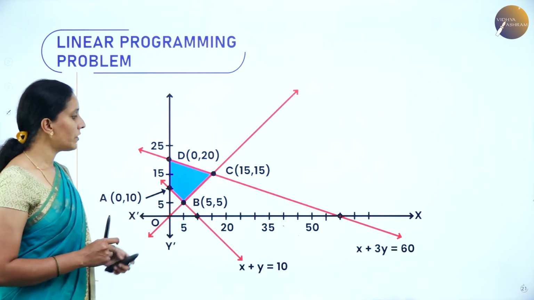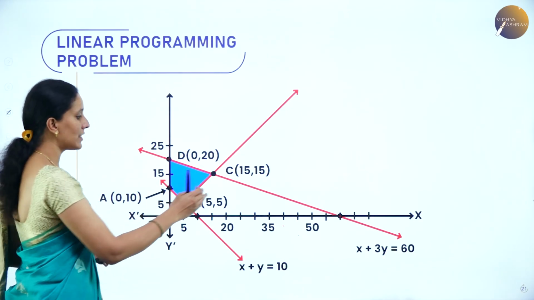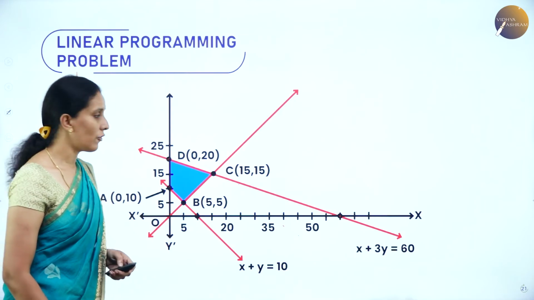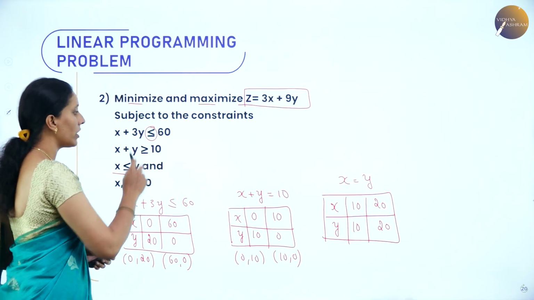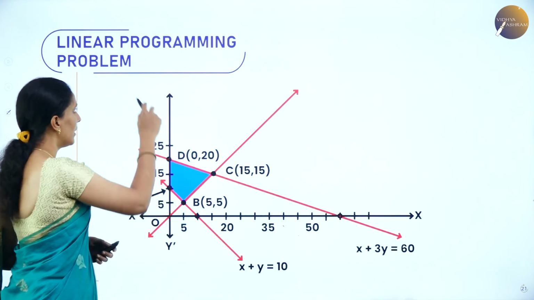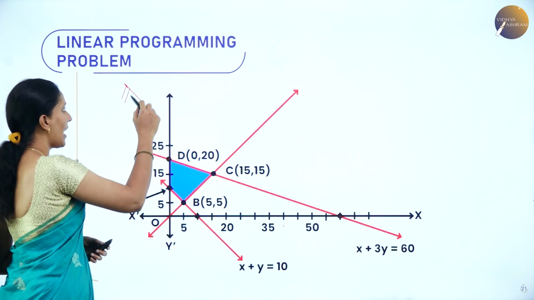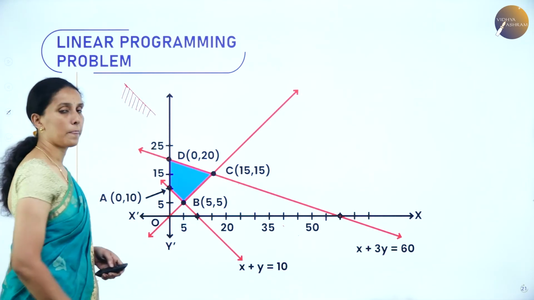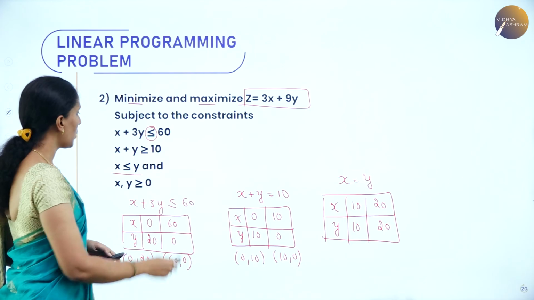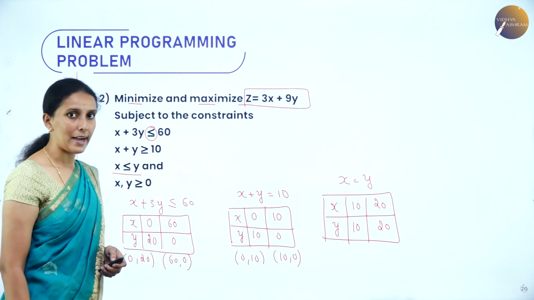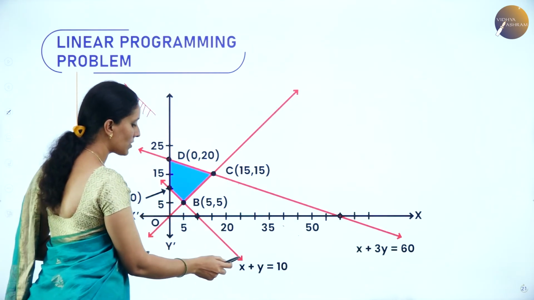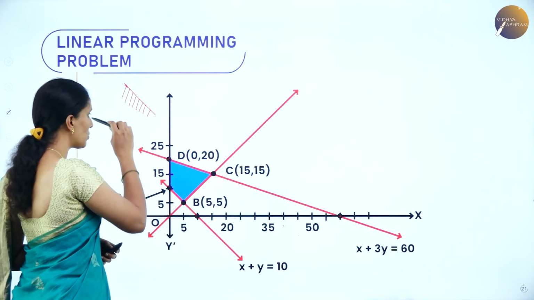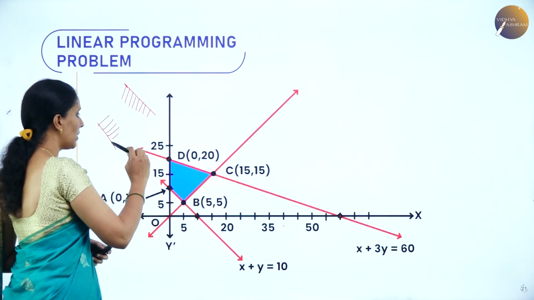Now, observe the equation here. For the first equation, the first line, here we have less than or equal to. So that means the solution region lies below the line. Next, for the second equation, x plus y is greater than 10. So this is the line x plus y greater than 10. That means the solution region lies above the line.